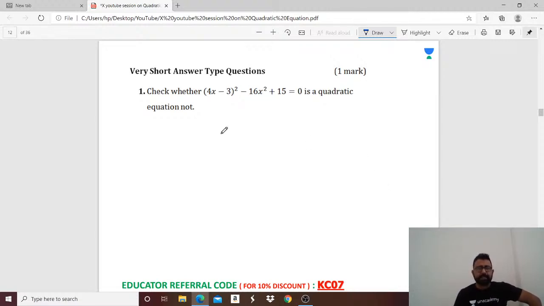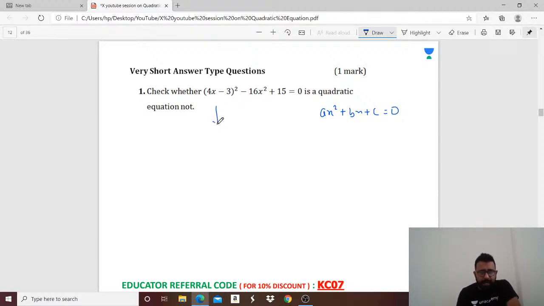Sums like this: check whether (4x minus 3) whole square minus 16x square plus 15 is a quadratic equation or not. It's a very basic question from the first exercise, and we know that a quadratic equation is of the form ax square plus bx plus c is equal to 0. That is the form of a quadratic equation. So any equation can be quadratic only when you have at least a as the coefficient of x square; the constant term and b should also be available. So we will see whether this is a quadratic equation or not. We need to give the answer in yes or no.